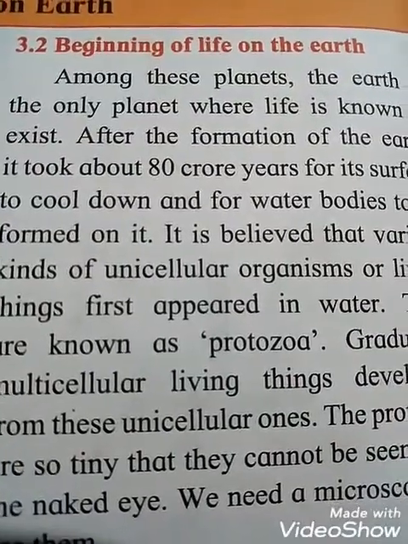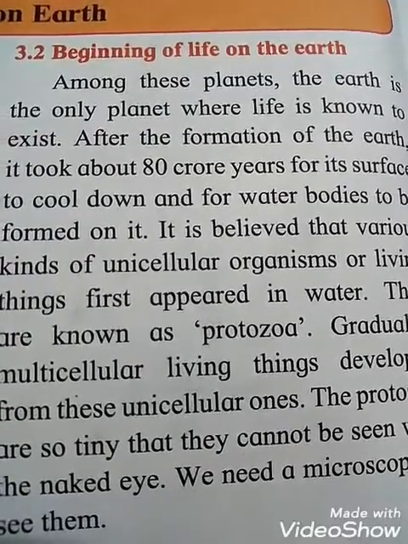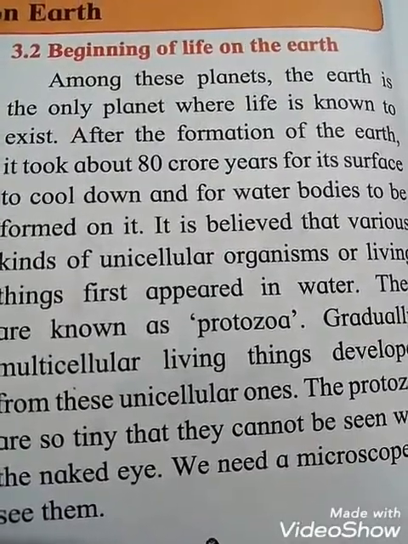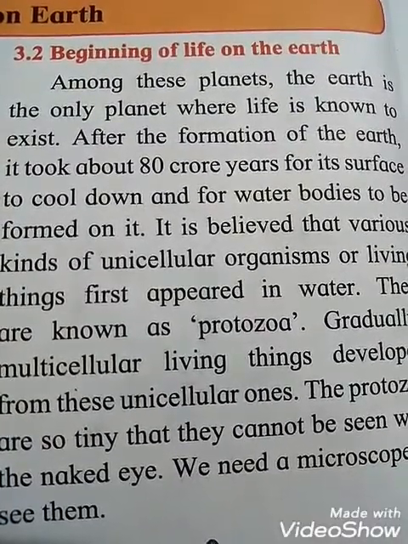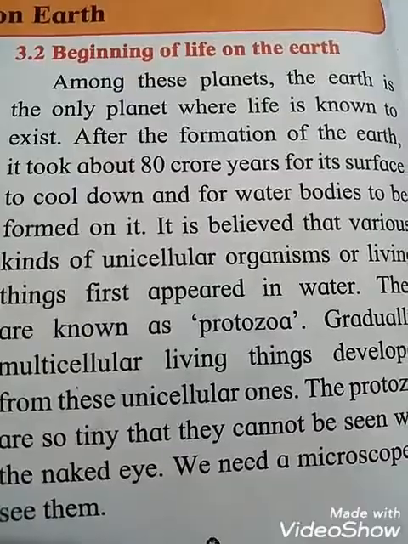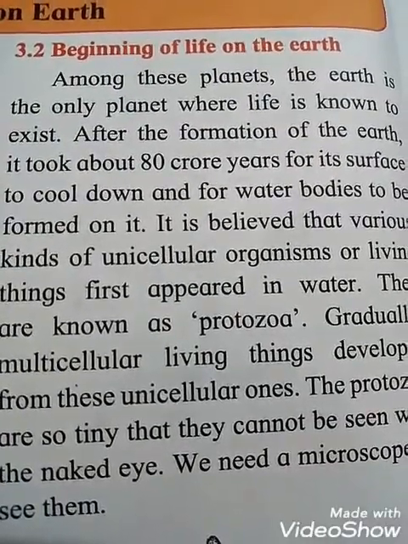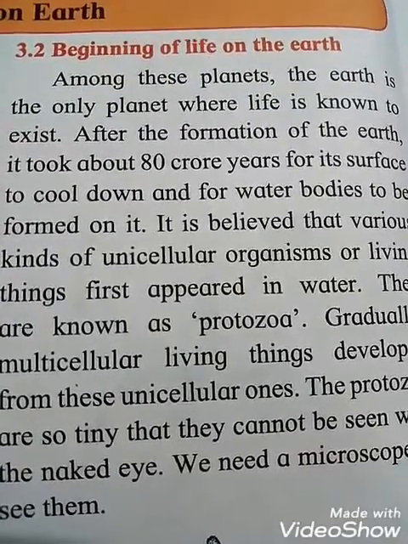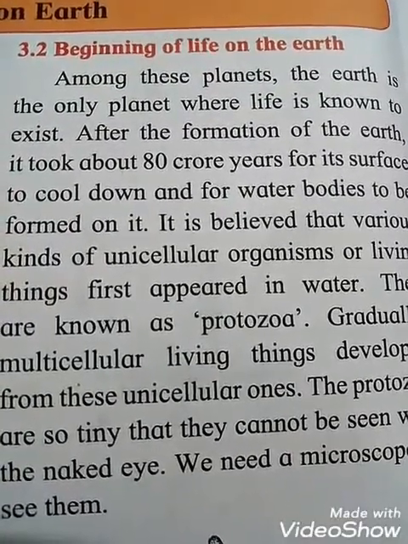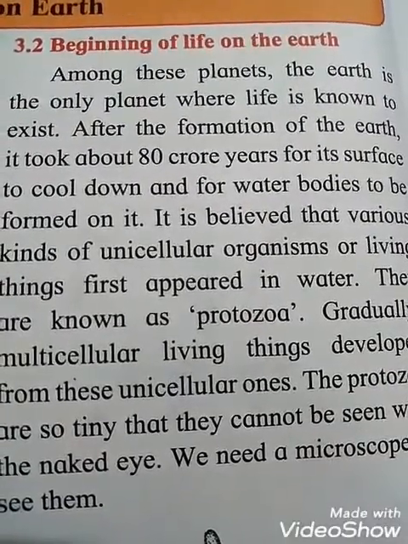3.2 Beginning of life on the Earth. Among these planets, the earth is the only planet where life is known to exist. There are so many planets, but only the earth is the planet where life is known to exist. After the formation of the earth, the planet we are living on, it took about 80 crore years for its surface. How much?